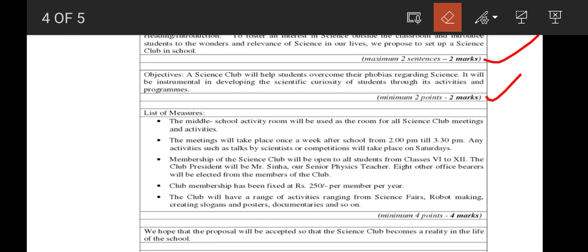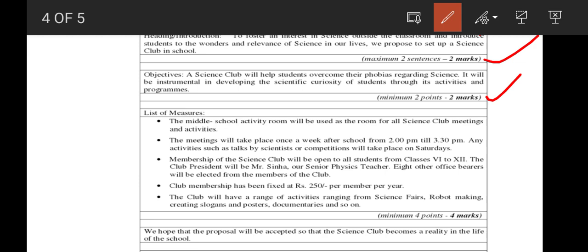As I told you, the list of measures refers to what things you require. Like a science teacher for the science club, you need some science equipment, like beakers, chemicals, funnels, etc. A science teacher should be there, and good diagrammatic sketches would be there. So the list of measures means which things are required to fulfill this demand.